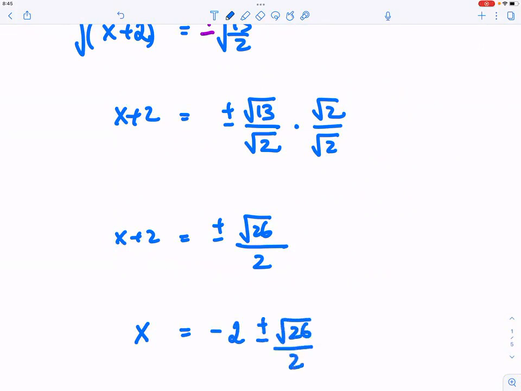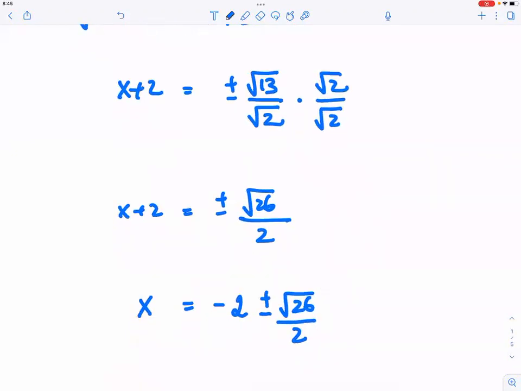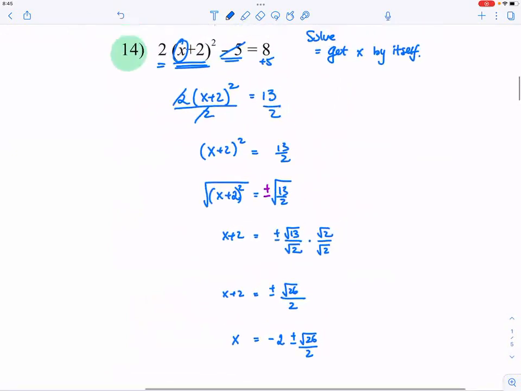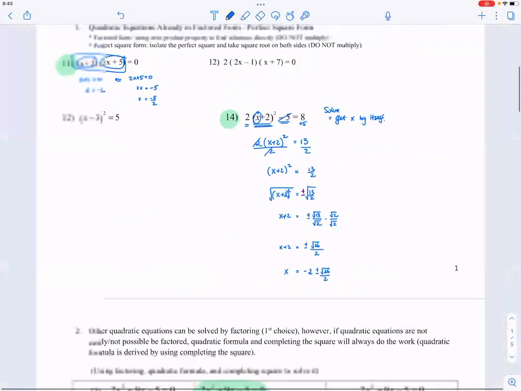So we minus 2 on both sides. Minus 2 on both sides. So you have negative 2 plus or minus root 2 over 2, root 26 over 2. Okay, so again, you want to get x by itself. You don't want to do the FOIL at the very beginning, because if you do that, you have more x's that you have to deal with. You have only one single x. Your job is to get x by itself.